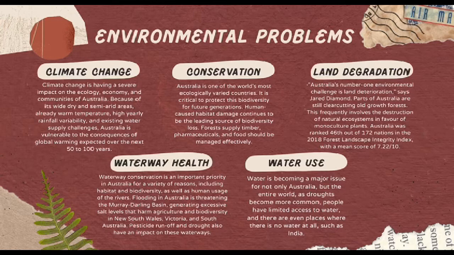And the last environmental problem in Australia is water use. In Australia, water consumption is a serious sustainability concern. Water is becoming a major issue for not only Australia but the entire world. As drought becomes more common, people have limited access to water, and there are even places where there is no water at all, such as India. We must conserve our water for the future and increase access to it, as we currently only have about 5%.